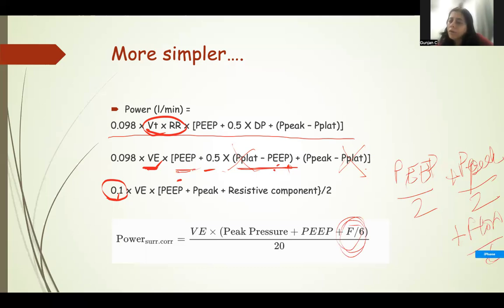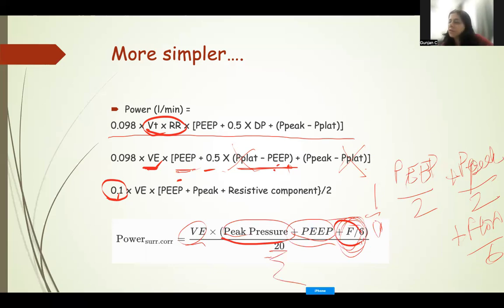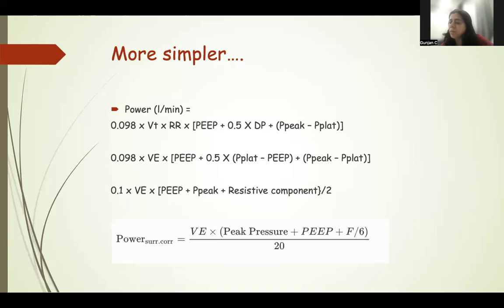And this number 6 again came from a lot of experiments. And since there was 0.1, which was 1 by 10, he just made it 1 by 10 into 2, that is 20. So it is minute ventilation into P peak plus PEEP plus the flow divided by 6, all divided by 20. So this is the simplest formula that you can use at the bedside to calculate your mechanical power.